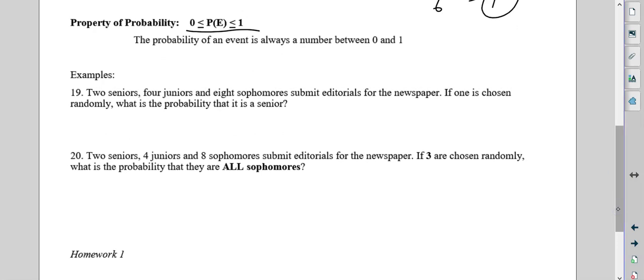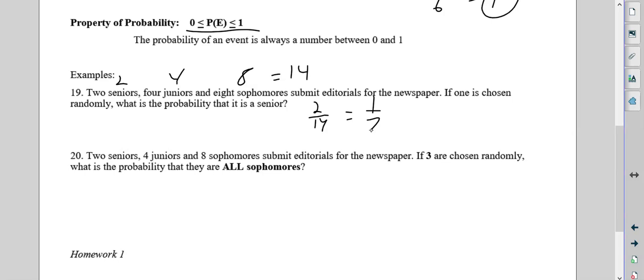So, 19. 2 seniors, 4 juniors, and 8 sophomores. Okay, that's a total of 14. Submit editorials for the newspaper. If one is chosen randomly, what's the probability it's a senior? Okay, well, there are 2 seniors out of 14, so that's a 1 in 7 chance.